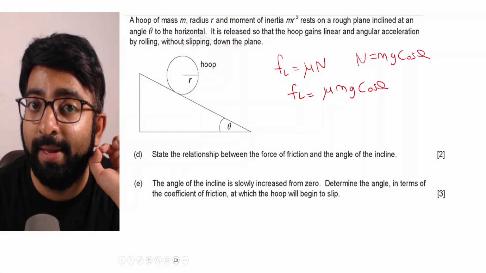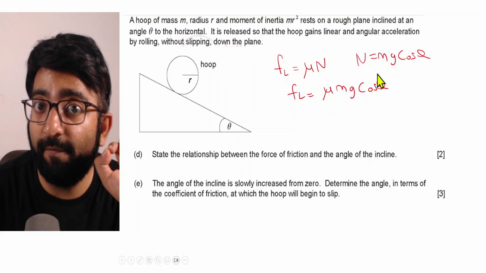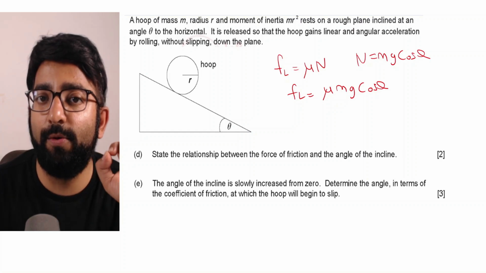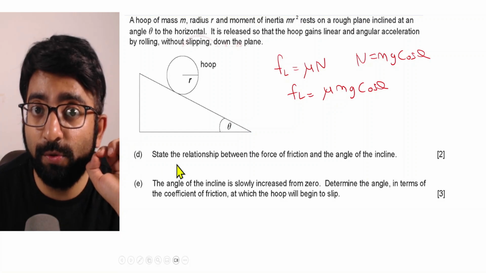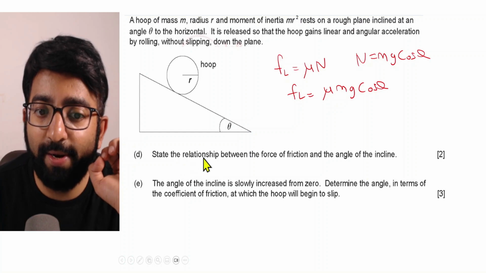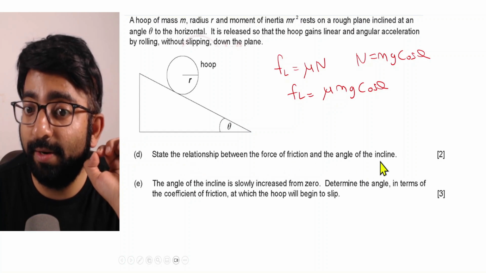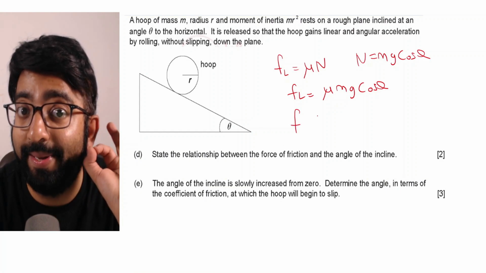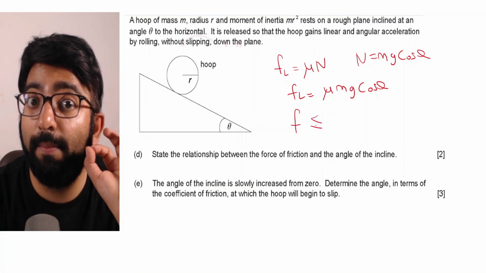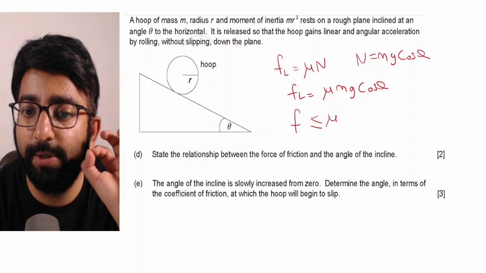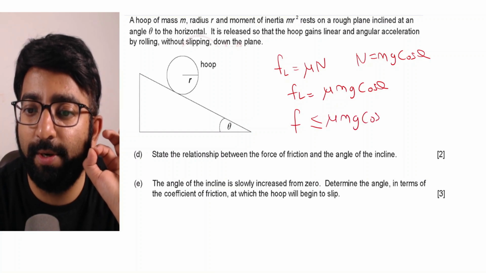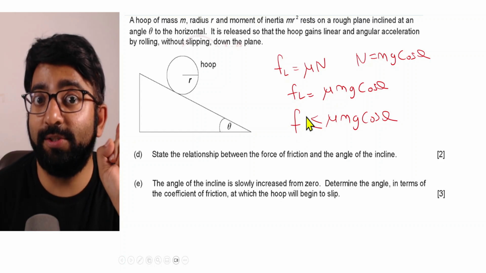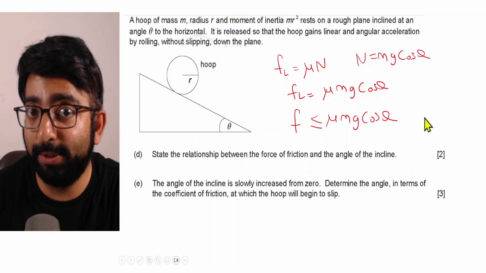But please remember, limiting friction is the maximum value of static friction. It goes from 0 till this maximum value. So there are two ways of answering this question, which asks us to find the relationship between the force of friction and the angle of incline. Approach one is we can write the friction value will be less than or equal to the maximum value. Maximum value is mu mg cos theta. Now, technically, as we discussed earlier, static friction starts from 0 and it goes to the maximum value.